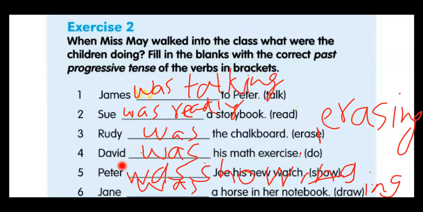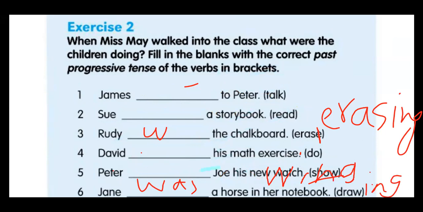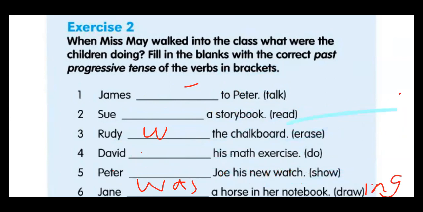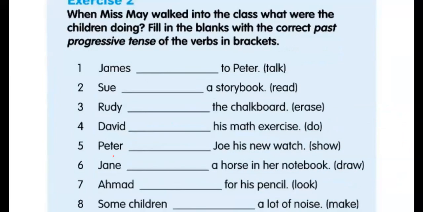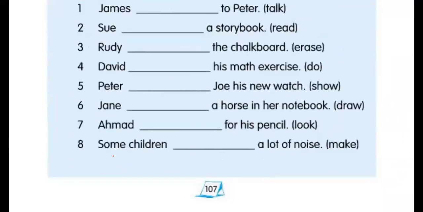Okay. Now, next one. David was doing his math exercise. David was doing his math exercise. Peter was showing Peter was showing Joe his new watch. Joe his new watch. Next sentence. Jane was drawing a horse in her notebook. Jane was drawing a horse in her notebook. notebook. Very good. Now let's look at another sentences.